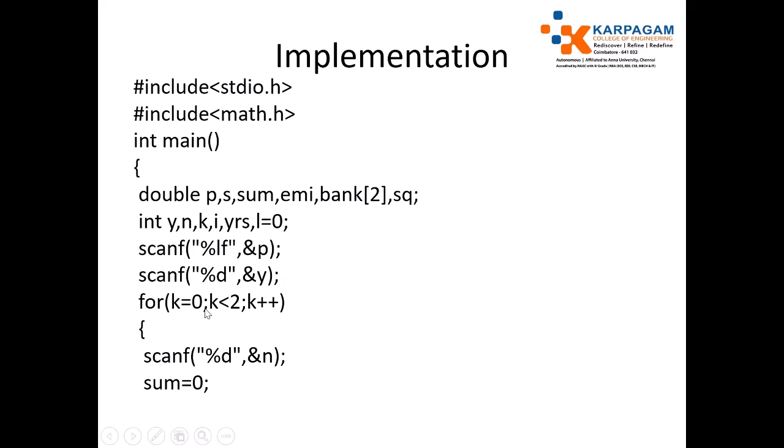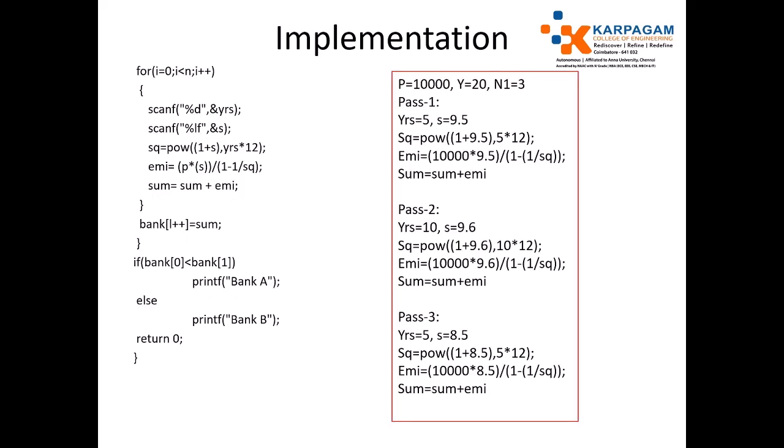Get two bank details. Suppose we use a loop k equal to 0, k less than 2, k plus plus, and get the N1 value. First bank detail by using the loop. Set sum equal to 0, starting from 0 to n. You have to get N1 number of values, years and interest rate.